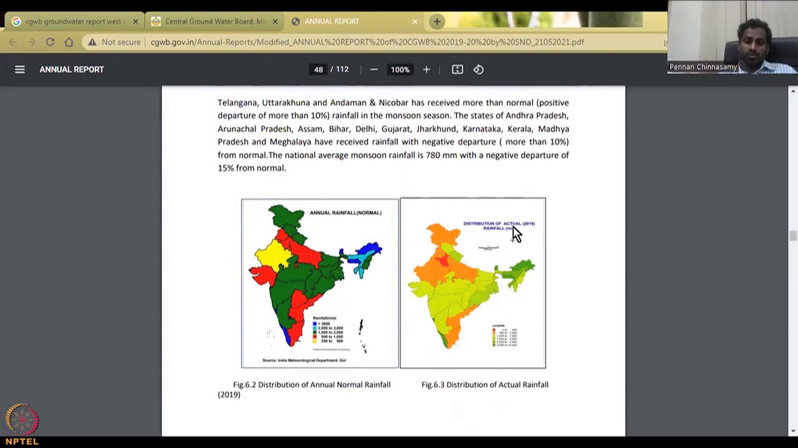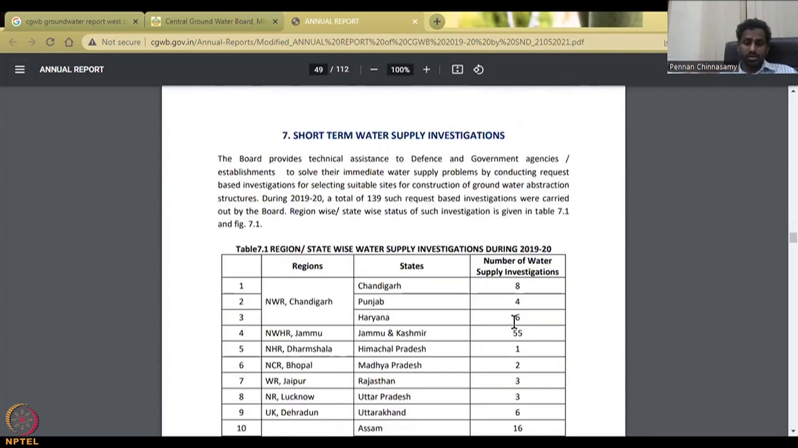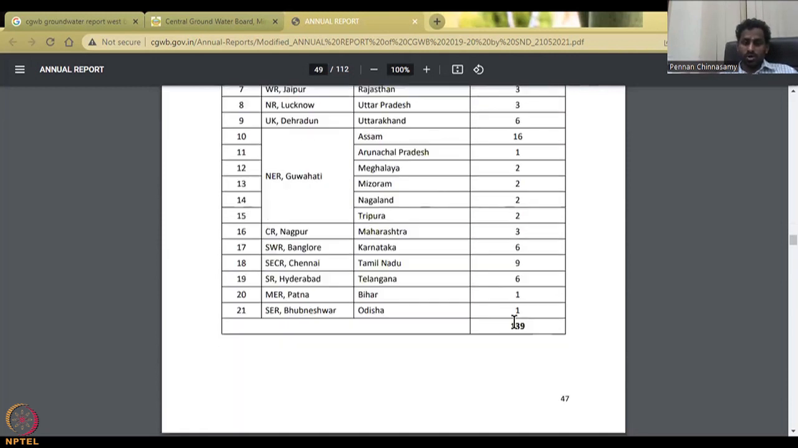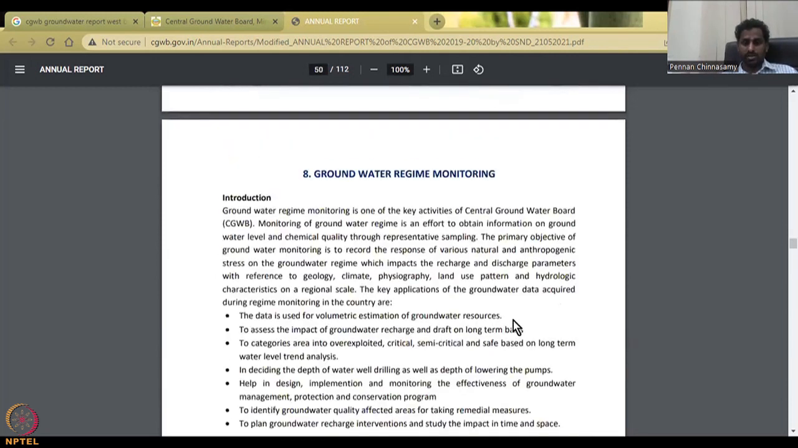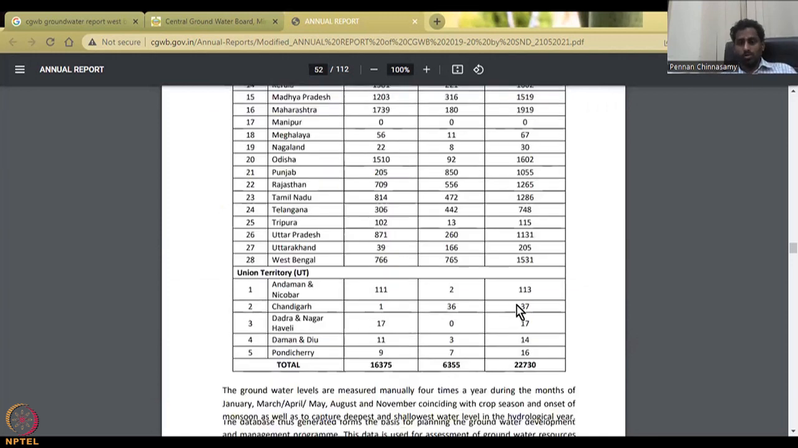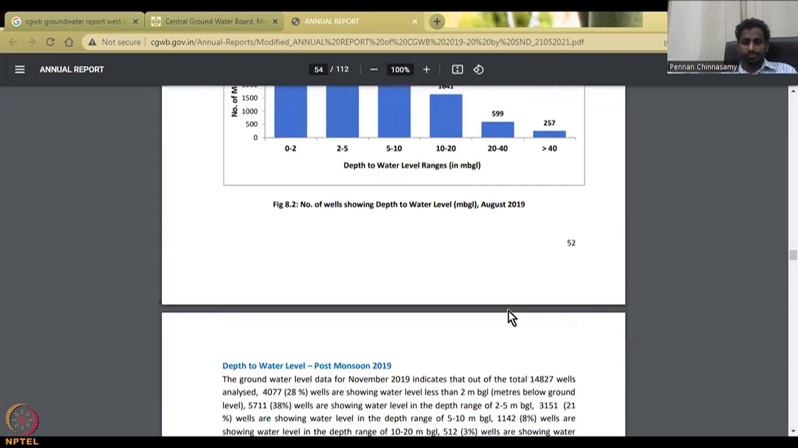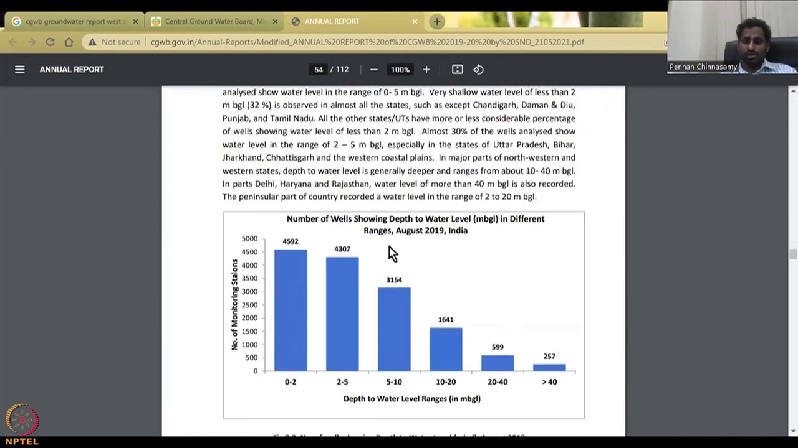And then distribution of actual rainfall 2019, which is basically taken from IMD records because it is government. And then water supply schemes, etc., etc. So now we come to the groundwater monitoring. Number of wells in different ranges, number of stations, and what is the depth of the well.